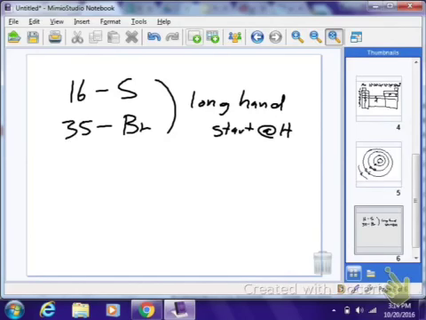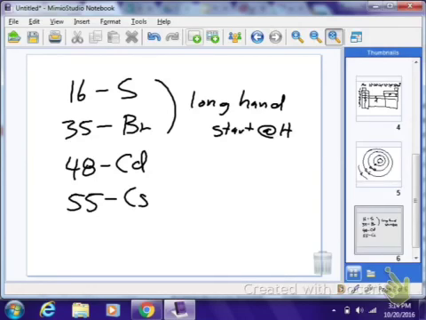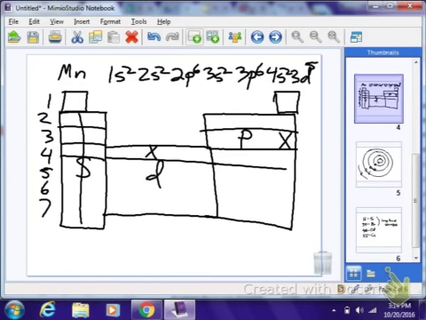Okay? So, I want you to do cadmium, which is element 48. And I want you to do cesium, which is element 55. Okay, I got to show you the shorthand of noble gas configuration based upon one we did up here. We do not want to start at hydrogen every single time.